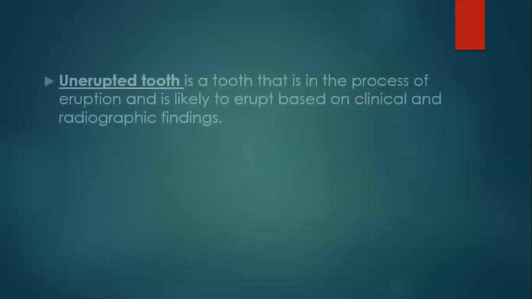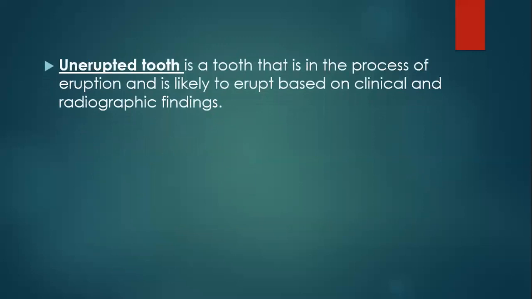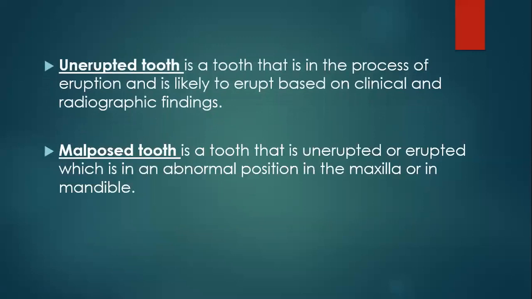Okay. Now moving forward, what is an unerupted tooth? Basically, an unerupted tooth is a tooth that is in the process of eruption and is likely to erupt based on the clinical and radiographic findings. So every tooth which has not yet erupted into the dental arch, is in the process of developing or erupting, and is yet to erupt into the oral cavity, and you can see it by checking clinically and by radiographic findings, you will say that this is an unerupted tooth.